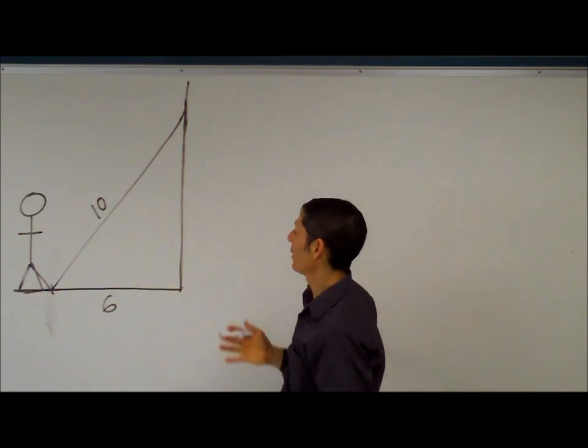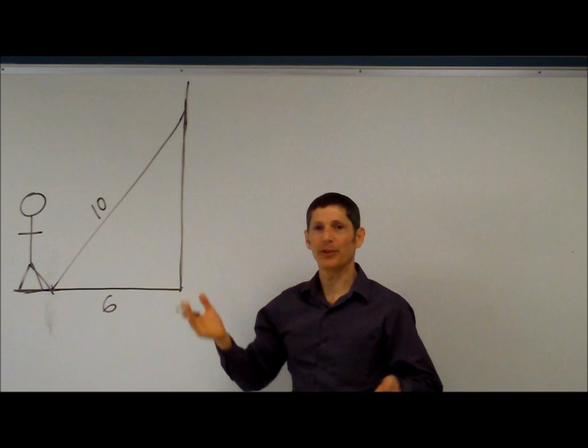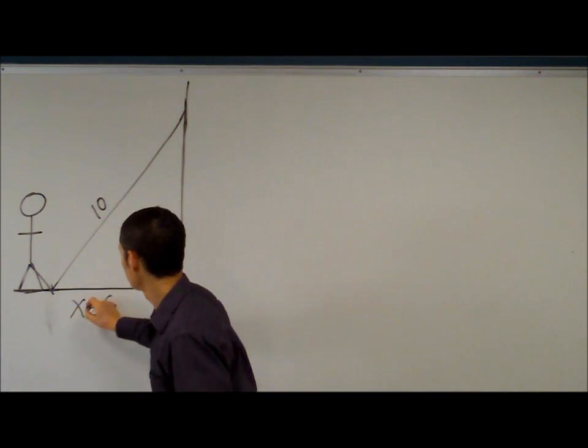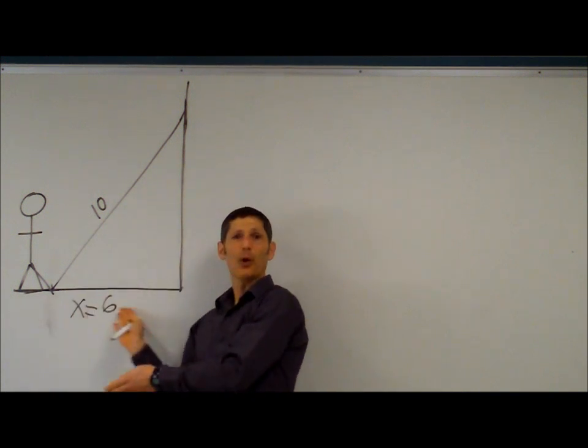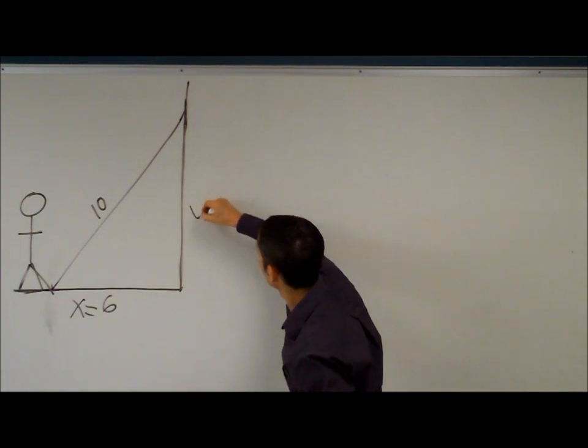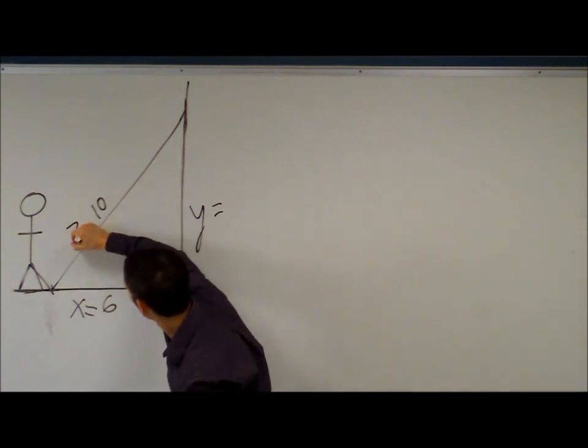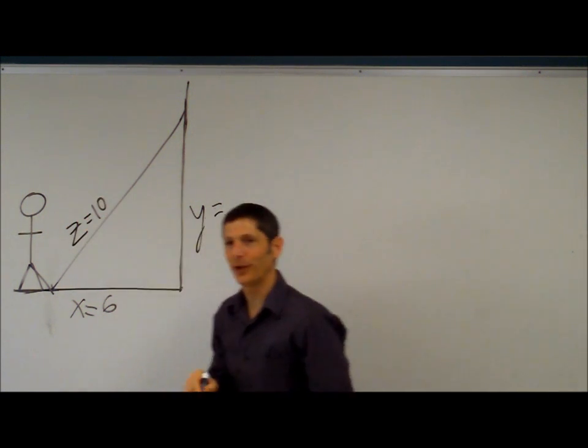Okay. So the first thing I'm going to do is label everything in my diagram with a variable. Let's call this x, this distance right here. And at this moment in time, x is 6. Let's call this y. I'm not sure what that is actually right now. Let's call that z. X, y, and z, is that working for you?